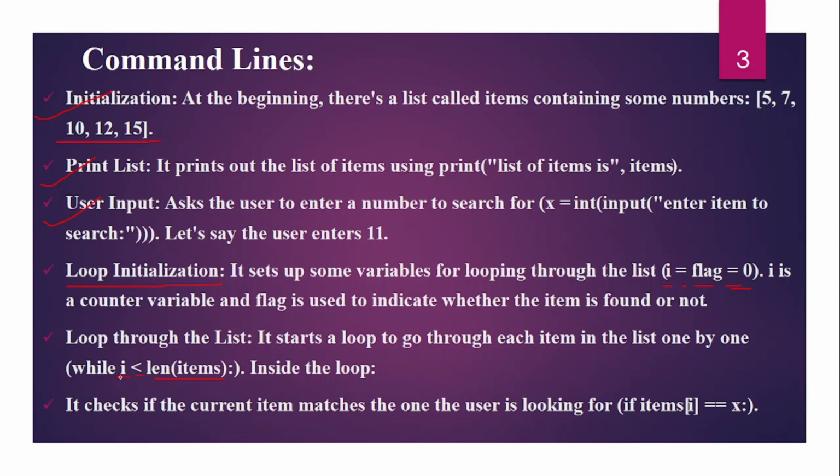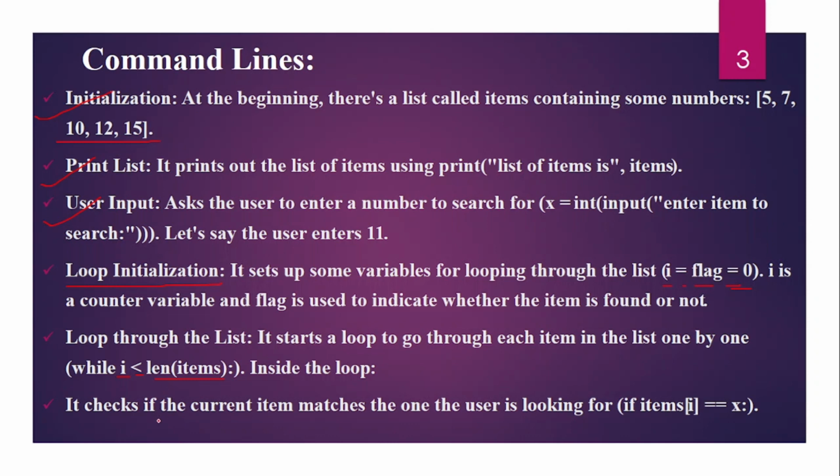Initially, if I'm going through the first element, i will be 1. Then what is the length of the item? The length of the item is 5. So 1 is less than 5, so it will go through the loop until it reaches that length of the item. It will stay inside the loop, and once it reaches that length, it breaks out.